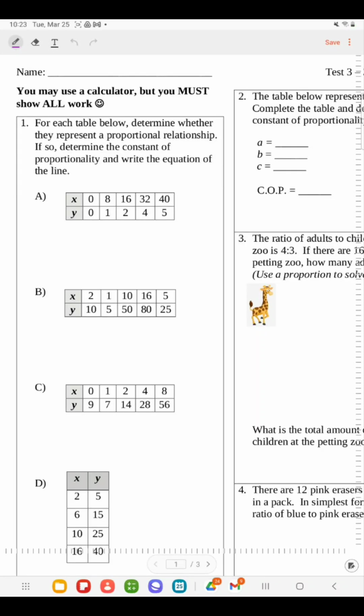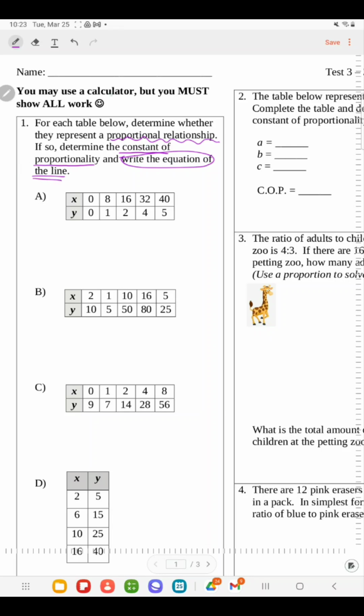Welcome to review part 1 for test 3-3, which will be on Thursday. For each table below, determine whether they represent a proportional relationship. So this is what we're looking for. And if they do, then determine the constant of proportionality and then write the equation of the line. So there were 3 things to do for each of these.